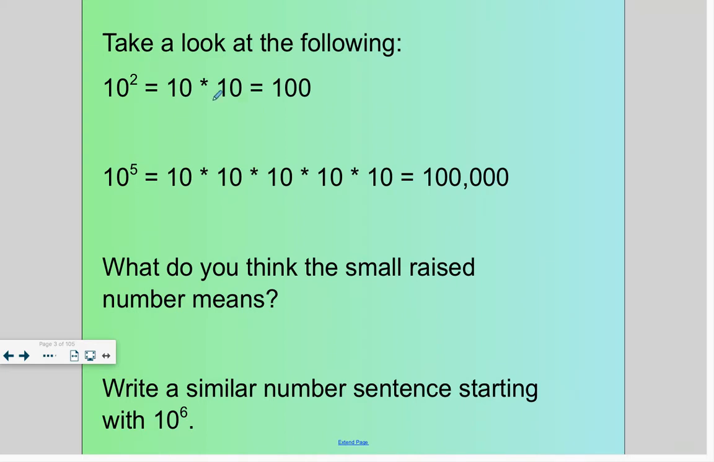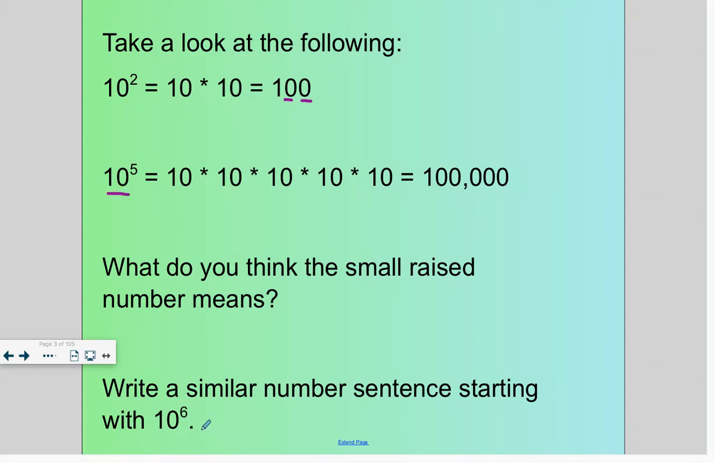Well, when it's 10 to the second power, I notice we have two tens and we also have two zeros. When we have 10 to the fifth, we have 1, 2, 3, 4, 5 tens multiplied together, and our answer has 5 zeros. So this little number in the corner, which is called an exponent, is the number of times we are multiplying the base by itself.